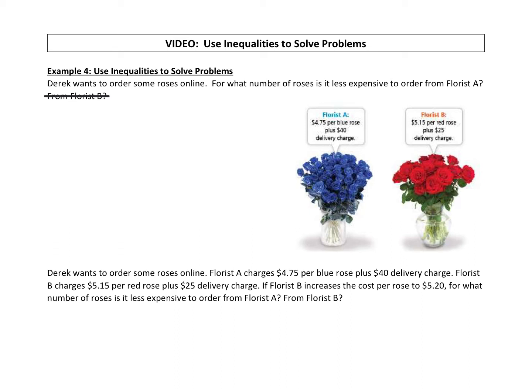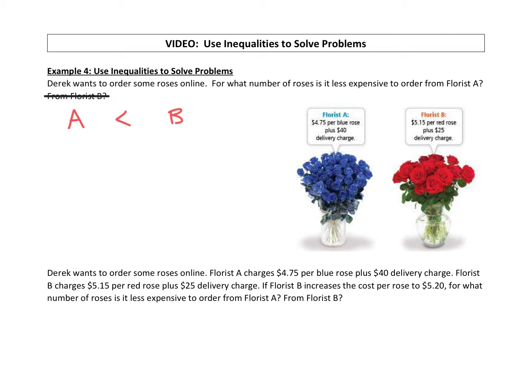They want to know, when is florist A less expensive, so less than florist B. So we're going to put our florist A information on the left side of our inequality and our florist B information on the right side. So what do we know about florist A? They charge $4.75 per blue rose plus a $40 delivery charge.